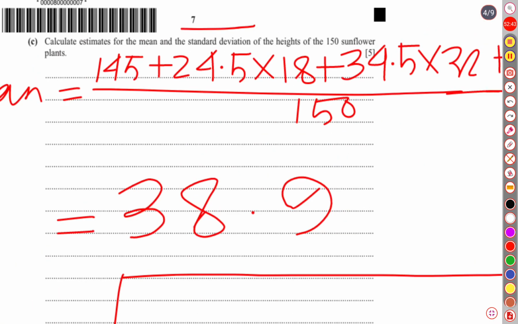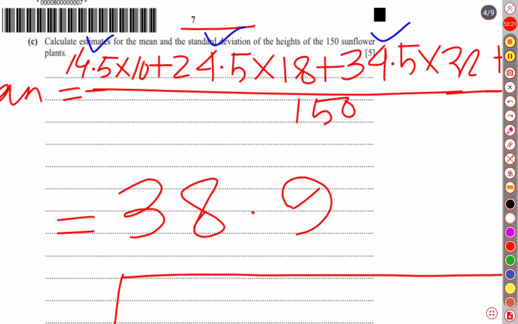The first one was 14.5 into 10. So now every x value will be squared. Let us use different ink. So 14.5 squared, then 24.5 squared, then 34.5 squared.